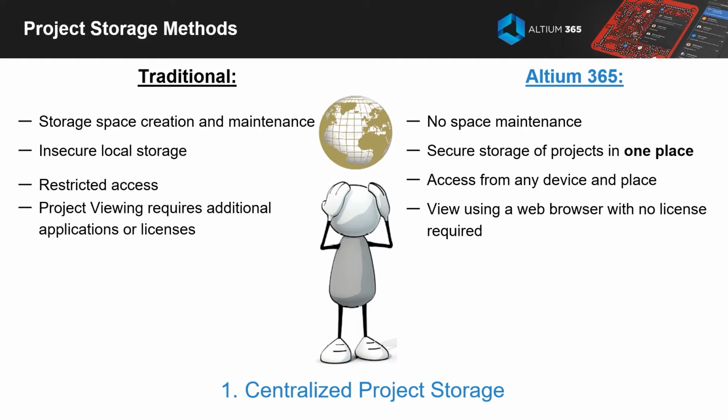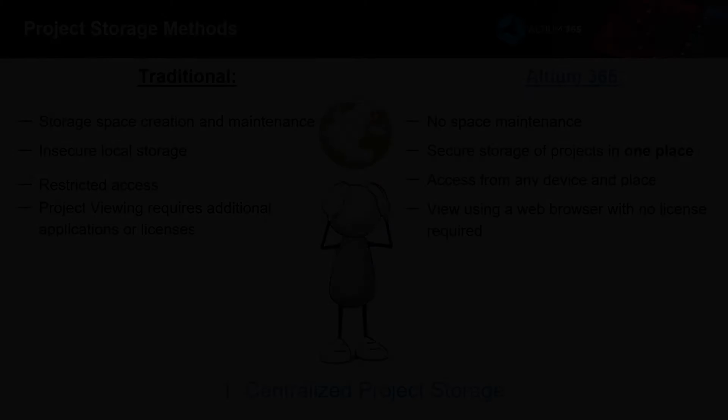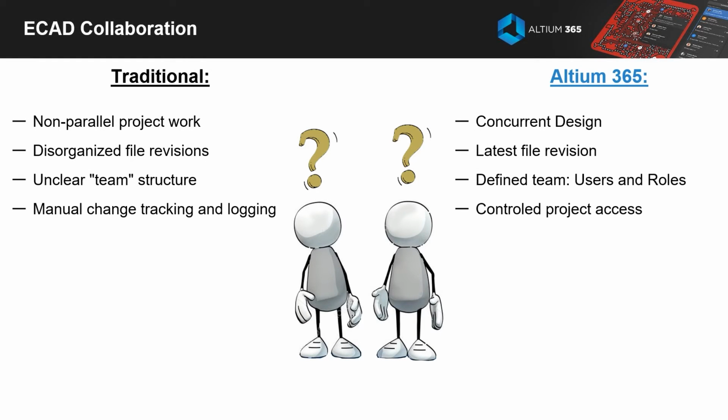My favorite thing is that any project stored in your workspace can be shared with just a web link and viewed with no license required. Project collaboration with local files does not allow people to work on the same files or at the same time. So everyone must finish their work and pass it along to the next person in the chain. This often leads to disorganized file revisions, with several team members having different revisions of the same project files. There's no way to actually work together, making the concept of a team unclear.